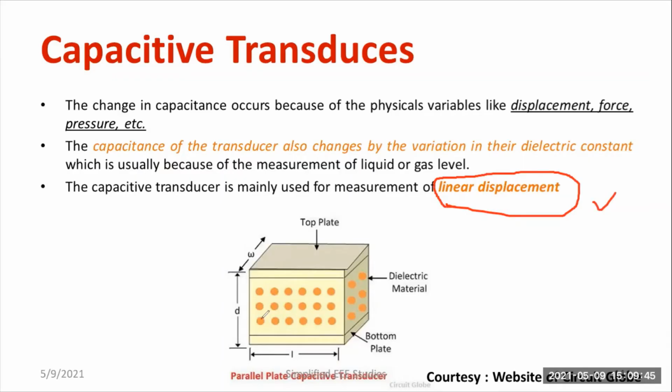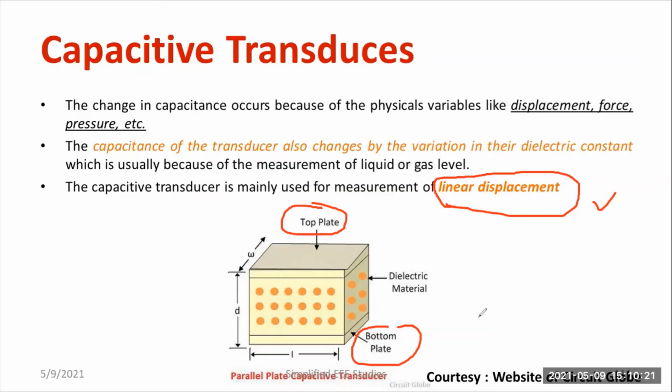A schematic diagram of a parallel plate capacitive transducer is given here. This is the length of the particular material, and D is the distance between the plates. There is a certain amount of dielectric material having a certain dielectric constant, and we have two plates. The first plate is the top plate, and on the bottom side there is another plate called the bottom plate. The length can be called the depth or breadth, and W will be the thickness.